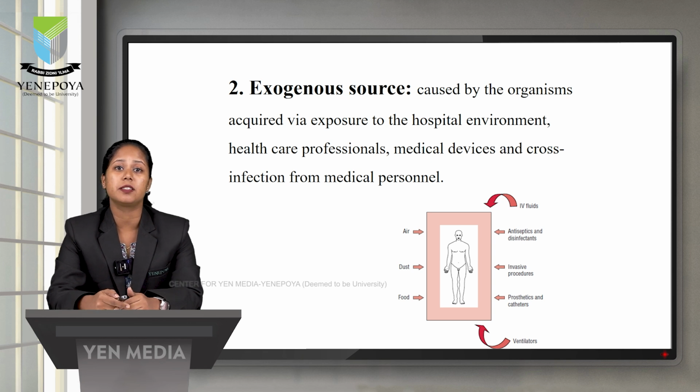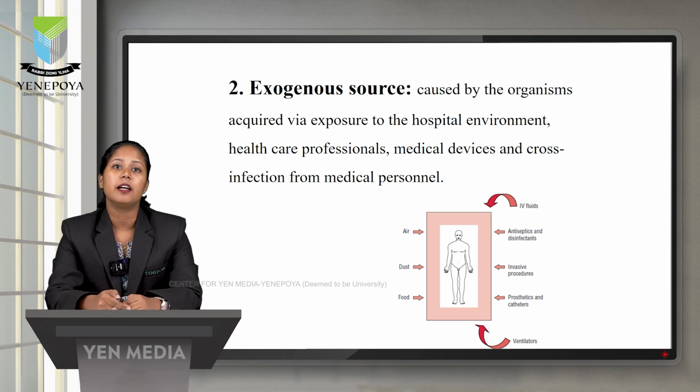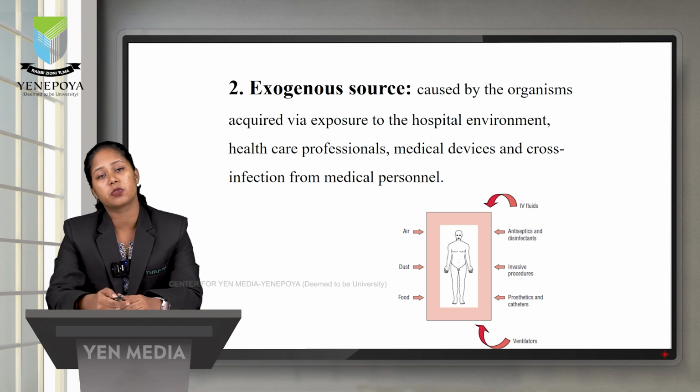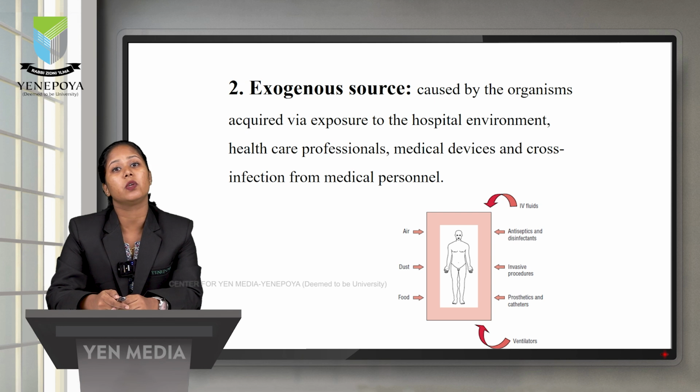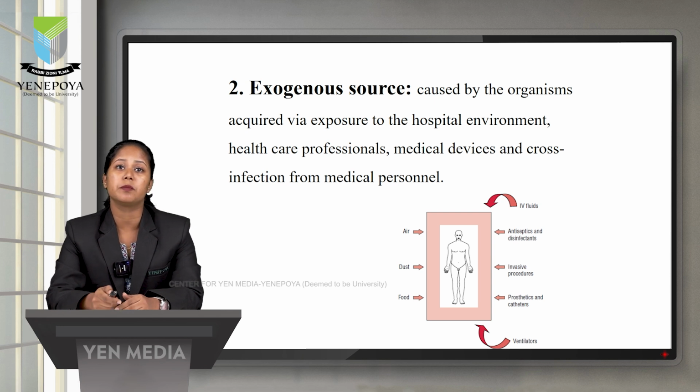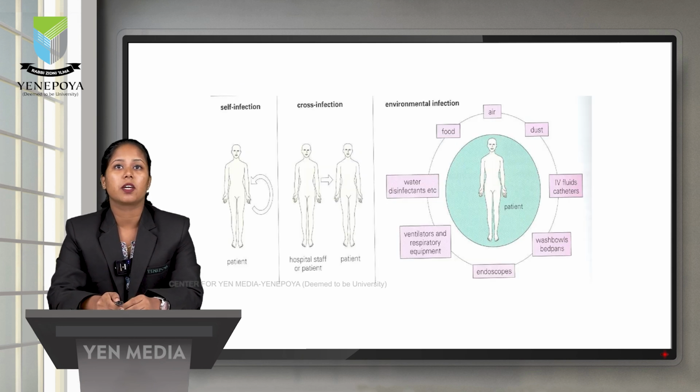In the sense, when the patient is exposed to the hospital environment, or when the patient comes in contact with medical devices which were used for another patient, and if they are not disinfected properly, then that is a source of exogenous infection. In this scenario, the patient will not be having any infection, but the patient's surroundings will be having infection. When the patient comes in contact with these surroundings, he might acquire a new infection, that is called an exogenous infection. In this picture you can see, first one is self-infection.